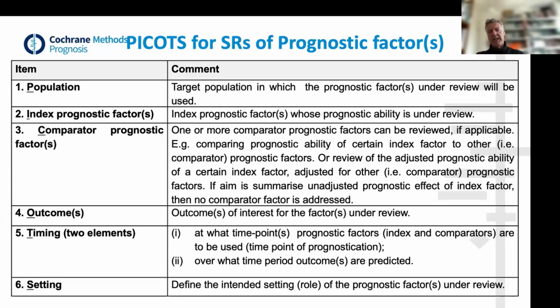Predicting something in the next week is, of course, very different and maybe easier, arguably, than predicting something in 10 years. And the setting is the intended setting, the intended role, the intended context of the prognostic factors. For example, is it primary care? Is it nursery care? Is it home care? Is it secondary care, tertiary care? Because we know that prognostic factors have a different predictive accuracy in the different settings.